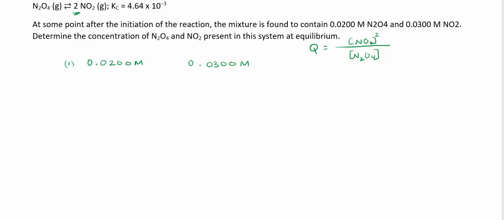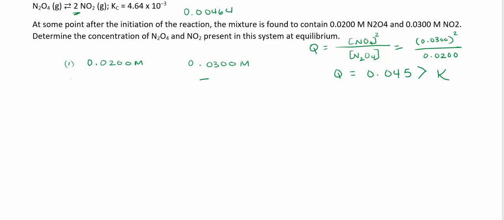So I'm going to insert the values that I was given for the concentrations. For the product, I have 0.0300, and I'm going to square that, divided by 0.0200. So I have a Q value equal to 0.045. Now this Q value, see the Kc value here, this 0.464 times 10 to the negative 3, 0.00464. Now you can compare these numbers. You see the Q value is greater than the K value. So we need to decrease our products in order to make this smaller.